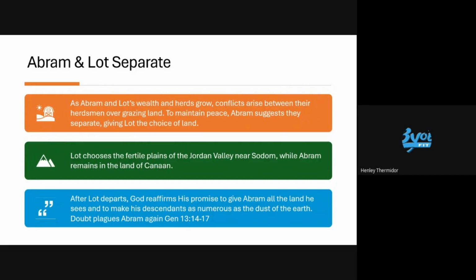After Lot departs, God shows back up and talks to Abram. Now, Abram is going through a panic attack, an anxiety attack, if anything. And this is the reason why God comes back. He's like, listen, relax, relax. He reaffirms yet again. He tells Abram, look, I have your back.